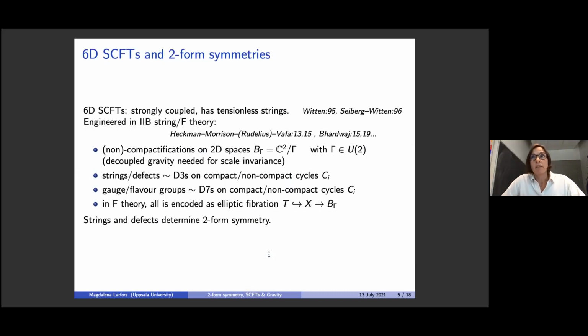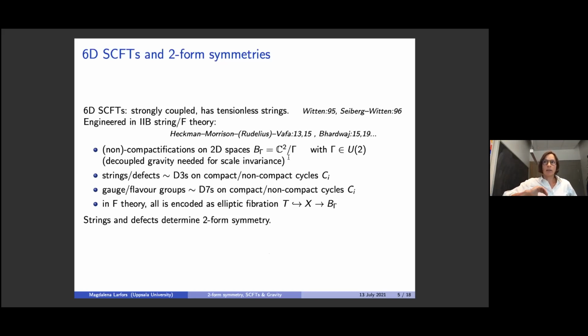Okay, I already mentioned that six-dimensional superconformal field theories are known to have two-form symmetries. So how can we see that? Well, one way of seeing that is to use type IIB string theory or F-theory. In this theory, we can engineer six-dimensional superconformal field theories by putting the IIB string or F-theory on two-dimensional spaces, which are non-compact in order to decouple gravity, and which have this particular form: C^2 modded out by some group in U(2).